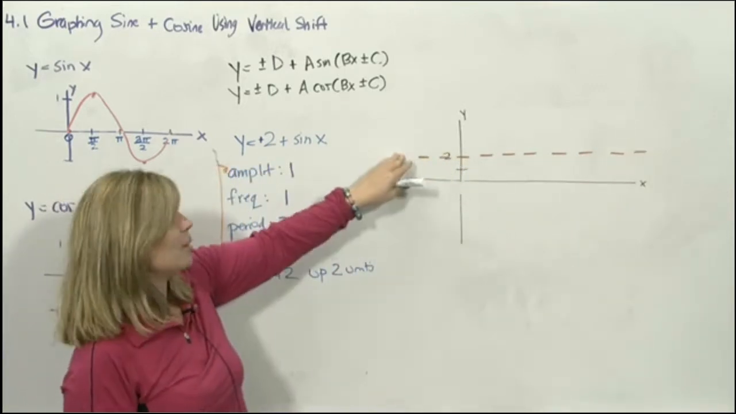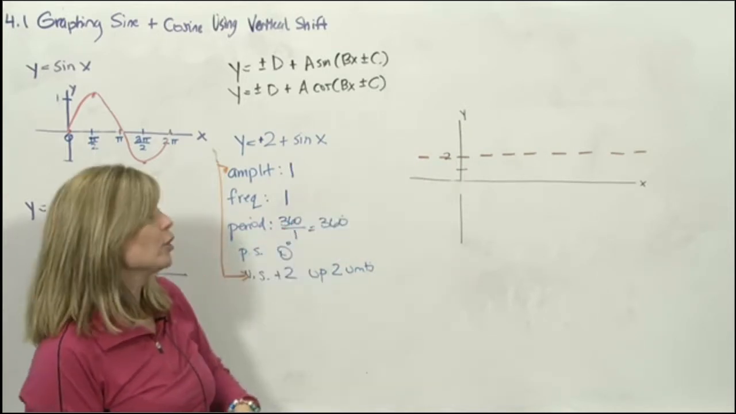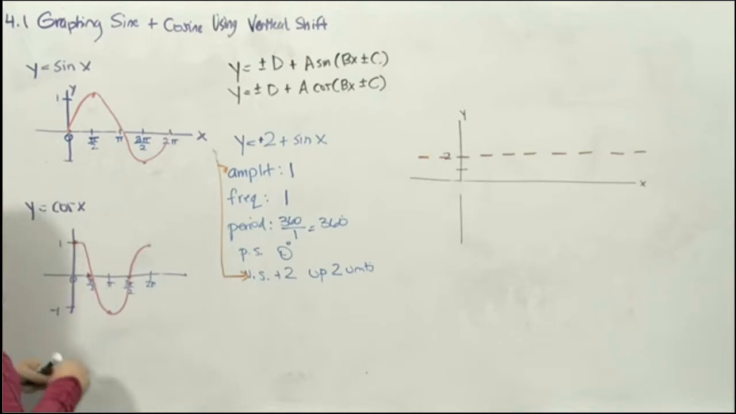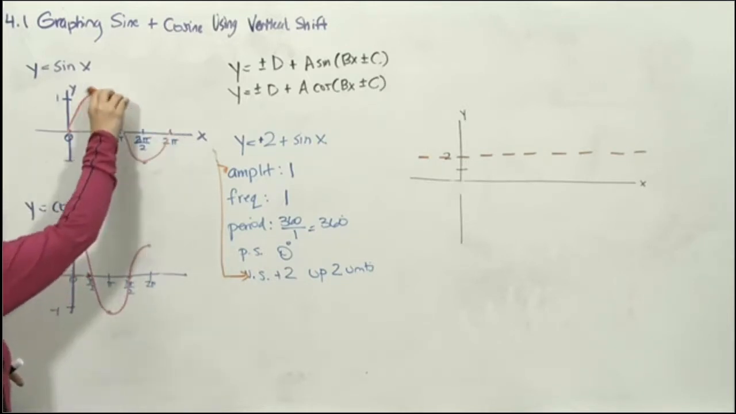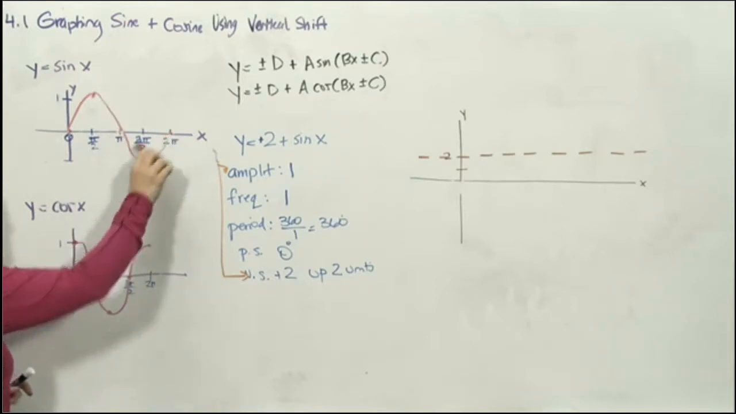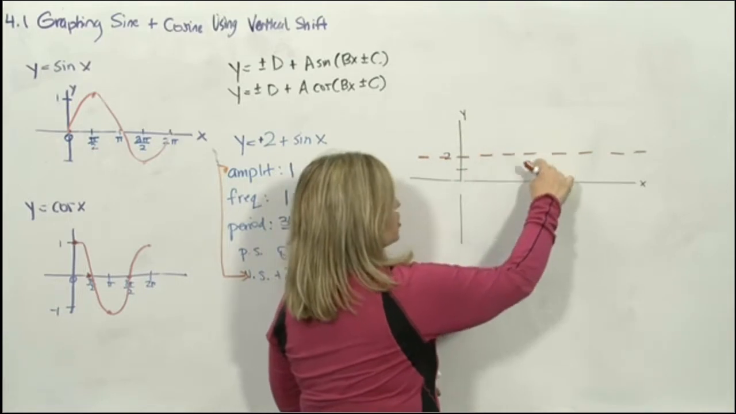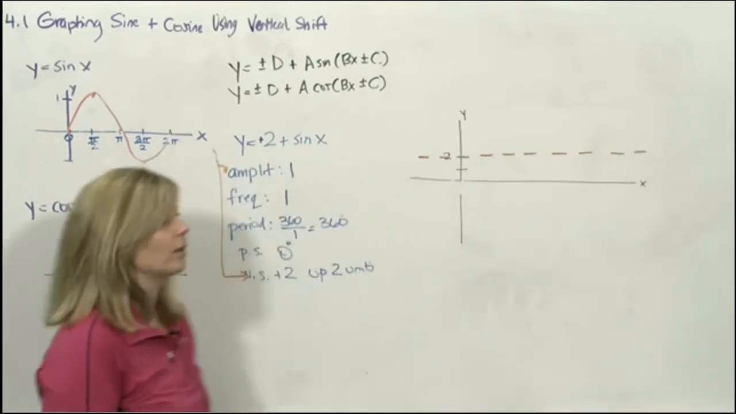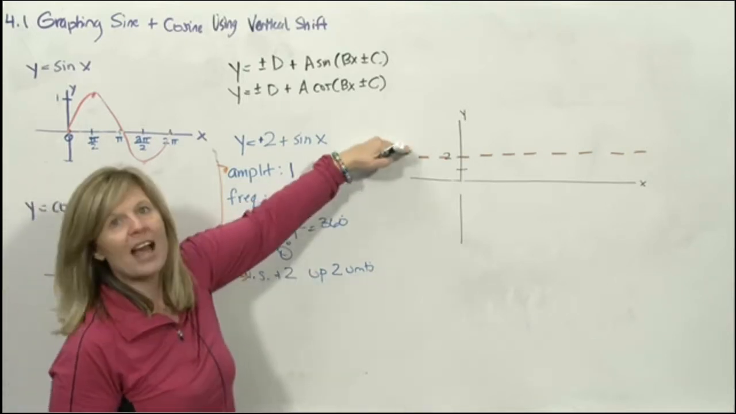That line has a funny name. It's called the sinusoidal axis. What you're doing is you're saying, instead of the sine curve revolving around the x-axis, see how it goes up from the x-axis and down from the x-axis? This curve we're going to graph is going to revolve around this new axis, the sinusoidal axis. So when you have a vertical shift, you put that in first.